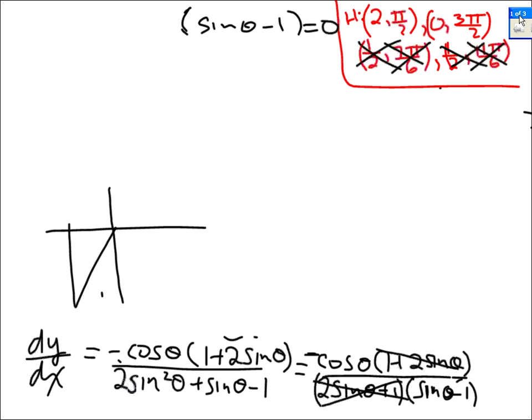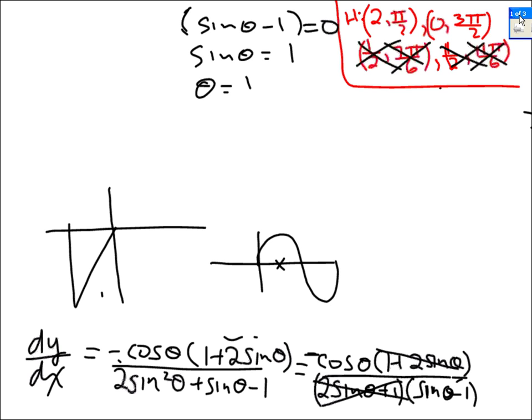Okay. Well, that's when sine theta is 1. And sine of theta happens to be 1 at pi over 2. So theta is pi over 2.